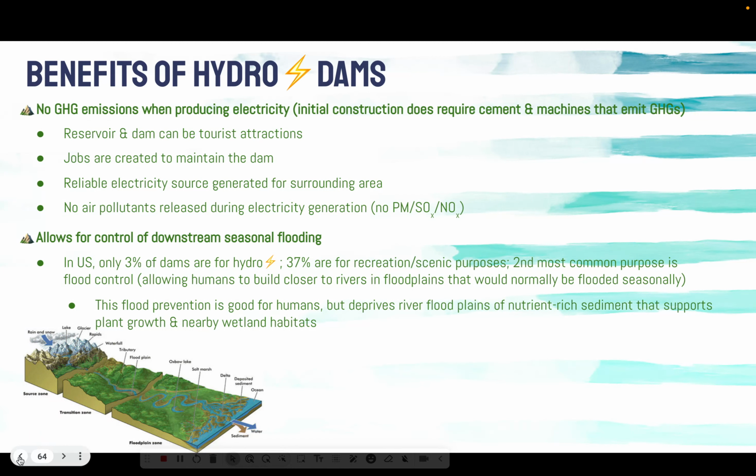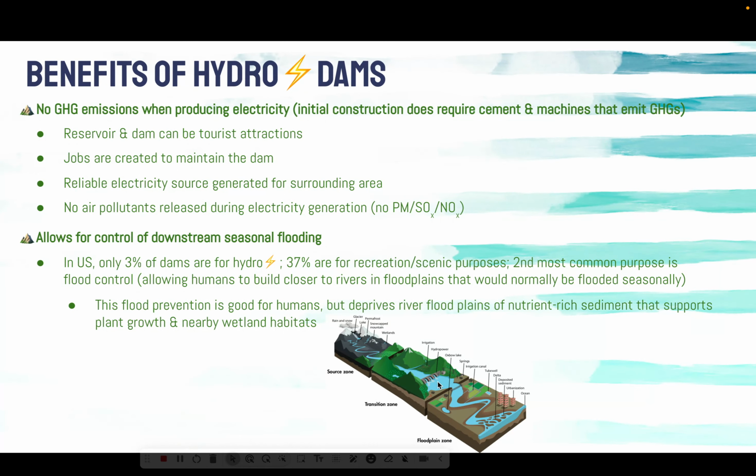Flood prevention is good for humans, but it deprives the river floodplains of nutrient-rich sediment that supports plant growth and the nearby wetland habitats. So you can see here what a natural ecosystem looks like, before we build the dam. And then after we build the dam, this is now what we've got. It looks completely different than what it looked like prior to the dam going in, which went in right here.